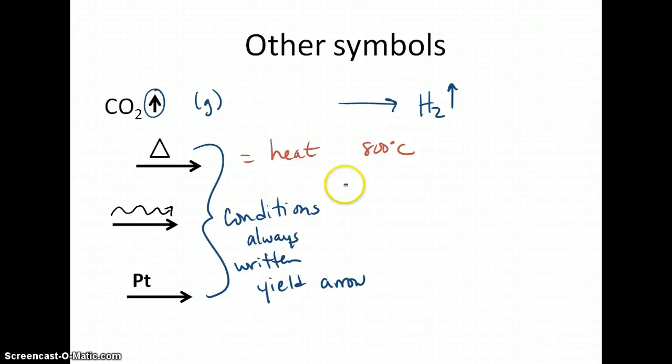Now, the squiggle arrow over the straight arrow has something to do with radiation, and normally we're just talking about visible light or UV light. Rarely in chemistry we're going to talk about X-rays or gamma rays.